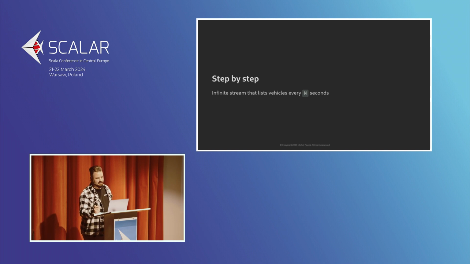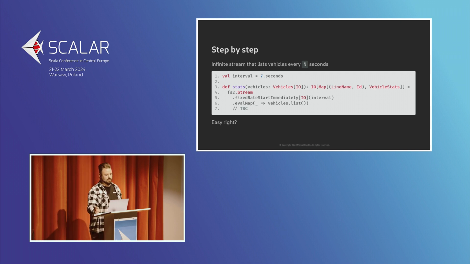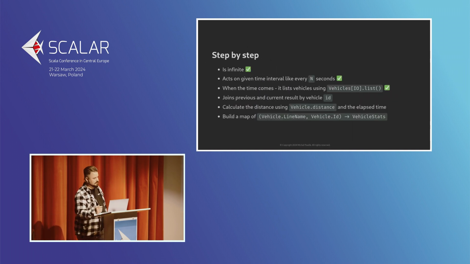So let's list the vehicles every n seconds. And as I said, FS2 gives you a rich set of combinators, so we can do this with 2 lines of code. So we want a fixed rate, start immediately. Basically, this is all our requirements. It will be executed every 7 seconds in this example. And upon each invocation, we will execute this vehicles list. So we basically have a stream that upon each 7 seconds will produce a list of vehicle positions. Easy, right? So how much of the plan have we covered? Well, half of it. So we have an infinite stream. We read upon each n seconds, we list the vehicles. Now to the hard part.